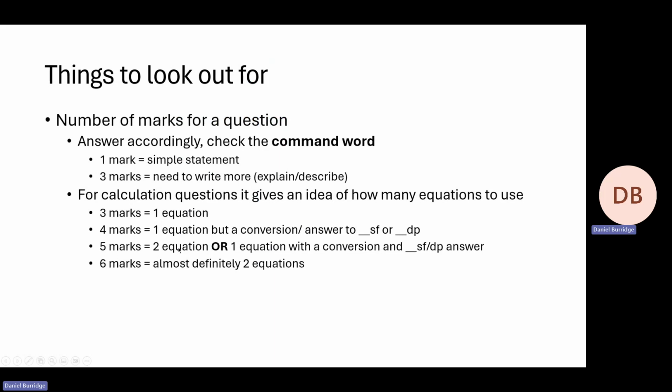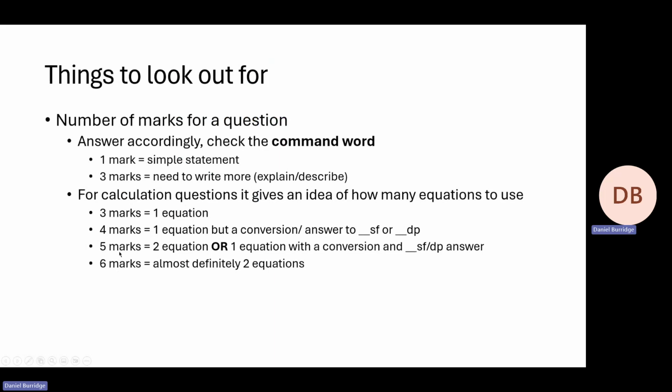If you've got a 4 mark question, what that will mean is you need one equation, but there's going to be one of these extra things to do as well. So either you might have to convert something, one of the units, or you might need to give your answer to a certain number of significant figures or decimal places, or even give the unit as your answer as well. So you'd need to read the question for that and figure out what exactly you're going to need to do.